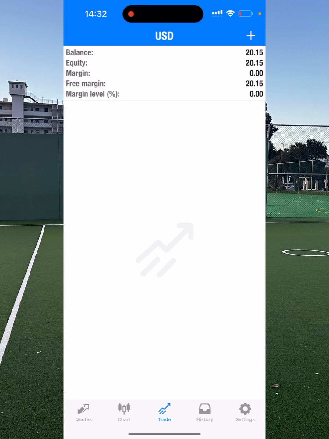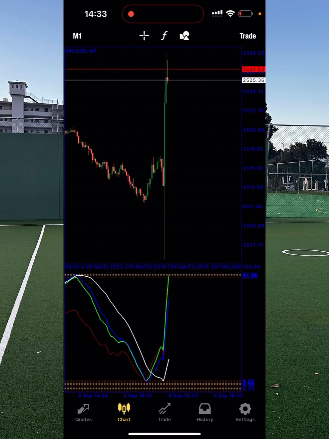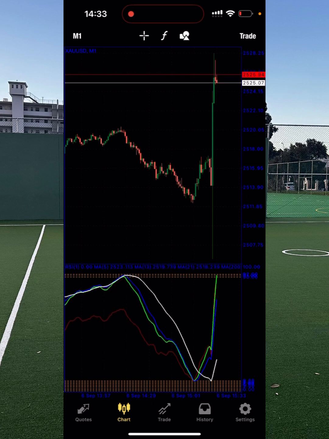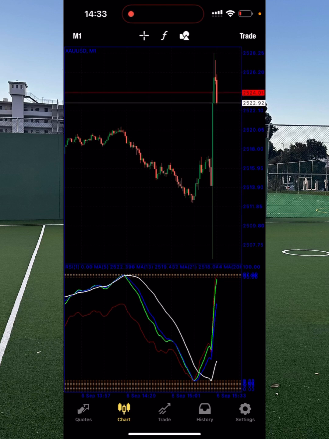So guys, look at this. 260 something, only 20 bucks left in my account. Look at this. According to my balance, I would have entered maybe with 0.020, because I've used 0.040. I would have used 0.020, and by now I would have made money, because the market wasn't going to take me out.